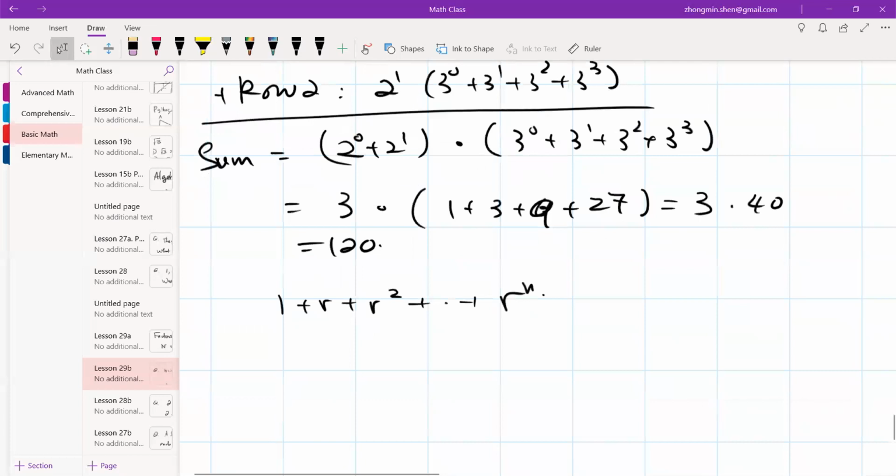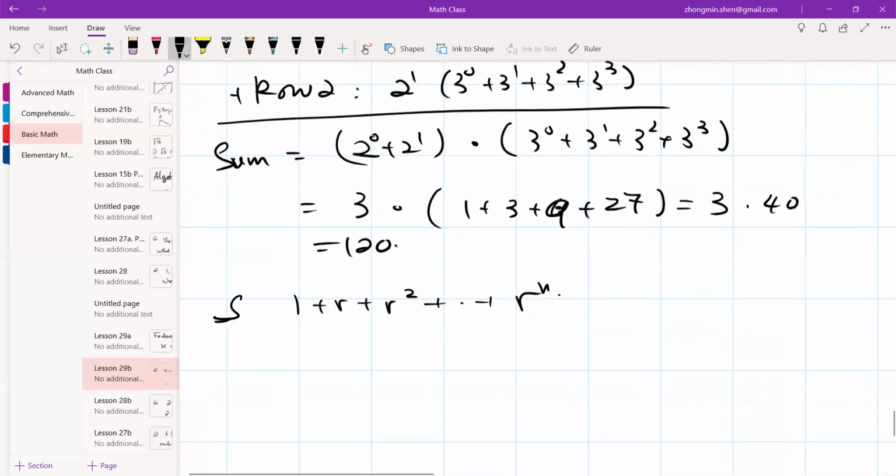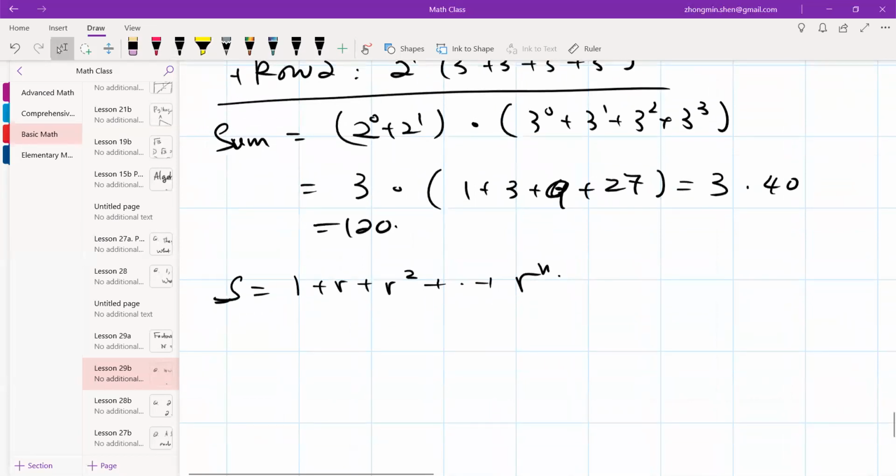Suppose you have 100 terms. The idea is you let this be S. Here's a trick: then R times S is going to be R plus R squared, R cubed, and keep going, and then you have R to the n plus 1. You multiply each term by R.